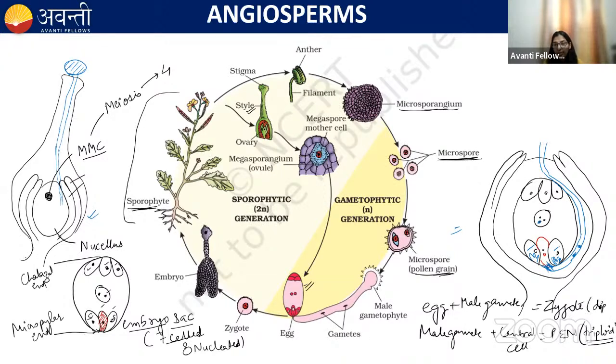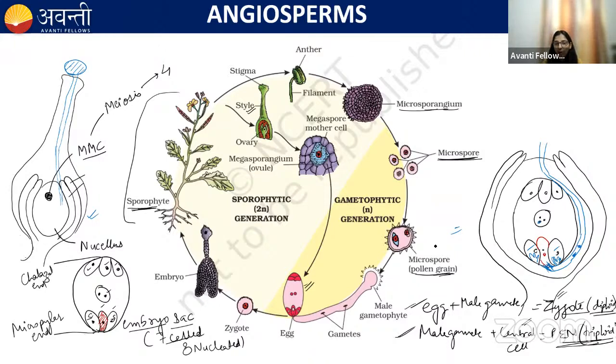And the zygote is diploid. Remember this. And this endosperm is formed by triple fusion. And this type of fertilization is known as double fertilization, because one fertilization is taking place here, one here. So we call it double fertilization. Okay, so please remember this. It's a very important point that in angiosperm, double fertilization takes place. In gymnosperm, double fertilization does not take place. Double fertilization is a characteristic feature of angiosperm only. Please remember this.